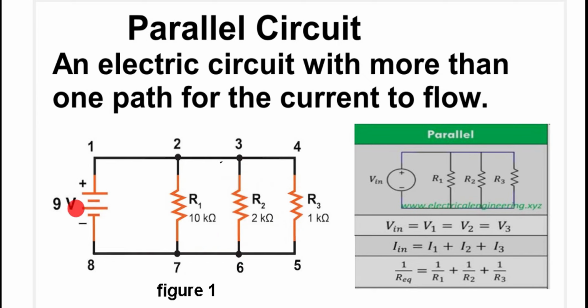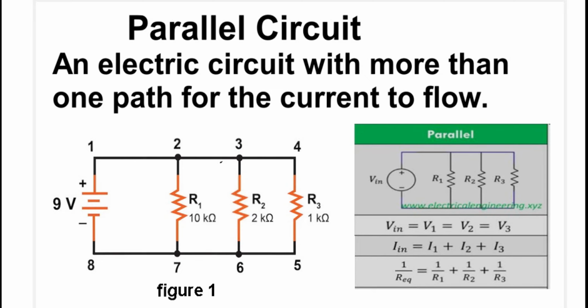Here we have the EMF. We have it as 9 volts, and we have the positive terminal through which current enters the circuit. We have a node at point 2, a node at point 3, also point 4, point 5, point 6, point 7. These are the nodes.